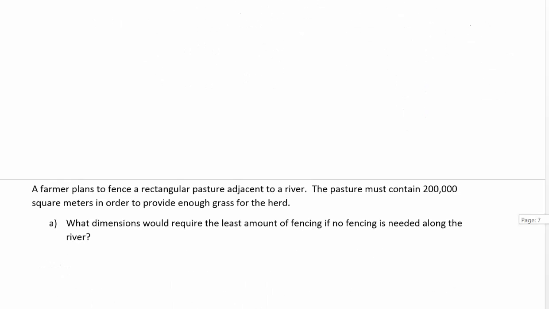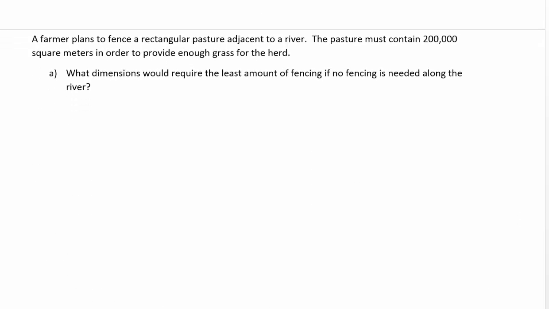Okay, we're down to our last example, but it has several parts. So this is another farmer problem, but with a couple of variations to it. So what we have is a farmer plans to fence a rectangular pasture adjacent to a river. The pasture must contain 200,000 square meters in order to provide enough grass for the herd. What dimensions would require the least amount of fencing if no fencing is needed along the river?